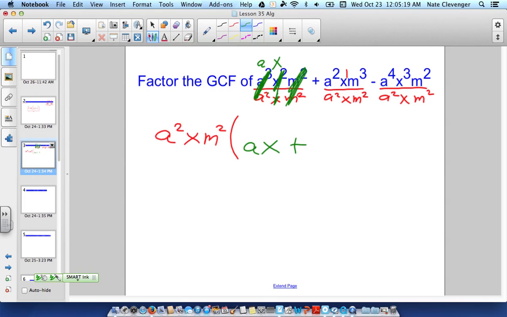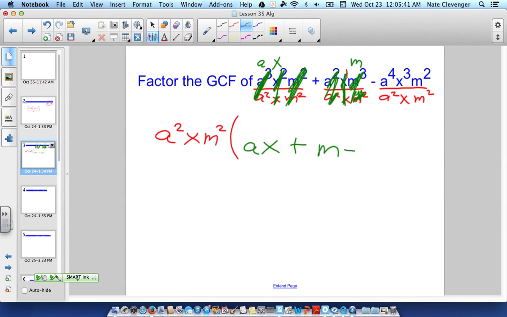Plus, now we look at the next one. I had an a squared on top, and that's going to cancel with the a squared on the bottom. The x on top cancels with the 1x on the bottom. Now I have m squared on the bottom, so that cancels 2 of the 3, and I'd still have an m left over. That's all that's left in that term, so that's going to be m.